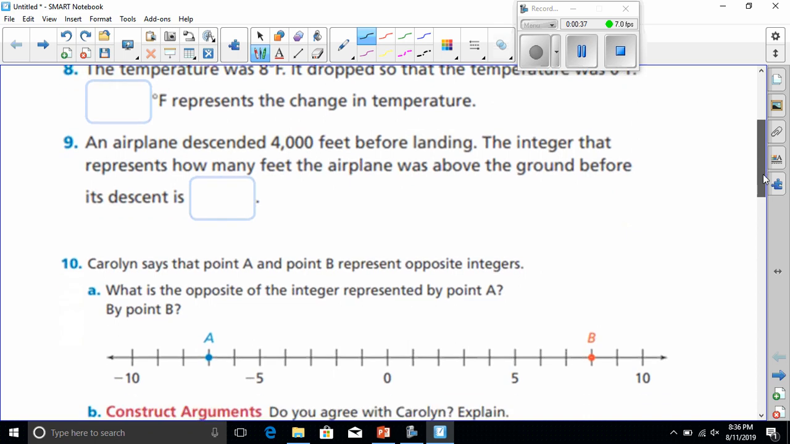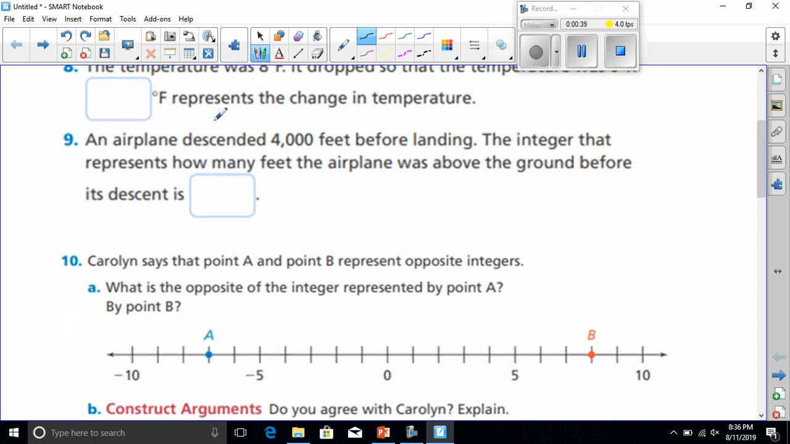Number 8 is yours. Number 9, an airplane descends 4,000 feet before landing. The integer that represents how many feet the airplane was above the ground before it descends. Well, above the ground means above 0. So this is going to be all of our positive integers. And since it descended 4,000, that means it was positive 4,000.